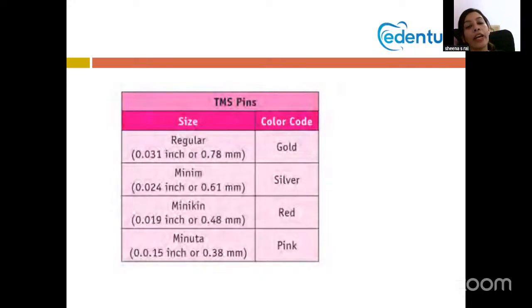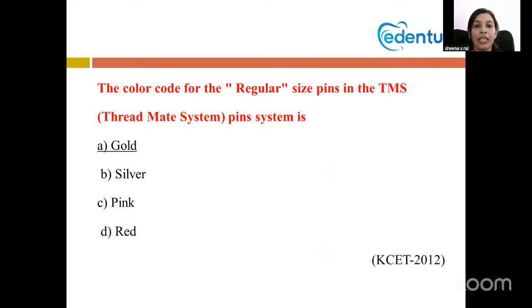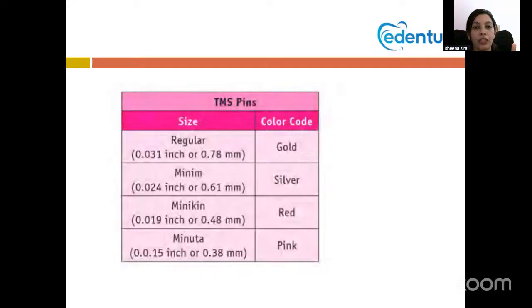So regular is gold color, then silver, red and also pink. As you can see, the regular is of a larger size, and as it comes downwards, it is of lower size. So the color code of a regular pin is gold, the first one. Don't forget the names. Remember them as these rhyming words: regular, minim, minikin and minuta, right?